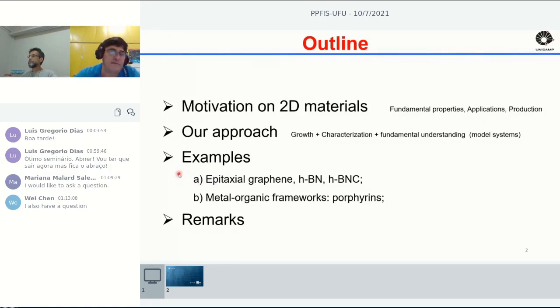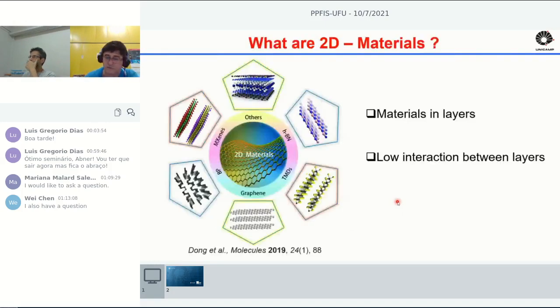The first one is the growing of epitaxial graphene, but also hexagonal boron nitride, that we could combine with the correct precursor to produce a kind of hybrid material that we name BCN. And the second part, if I have time, I would like to show some MOFs, these metal-organic frameworks. Particularly, we use porphyrins, a kind of important molecule to construct those complex structures.